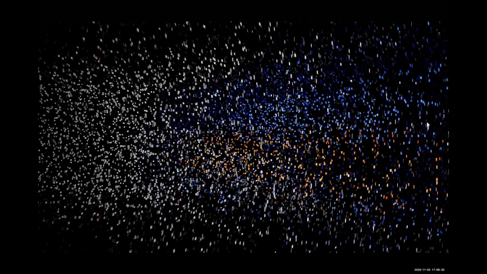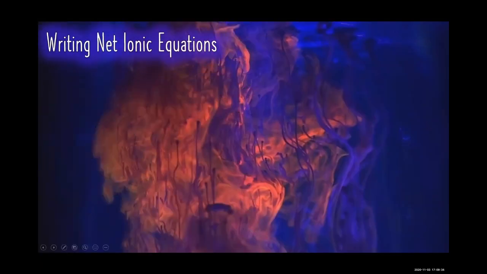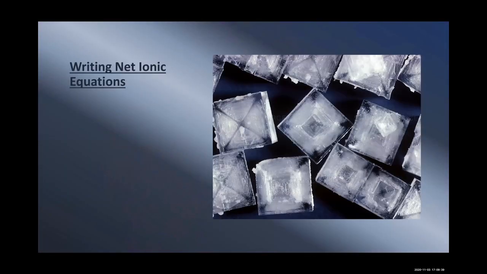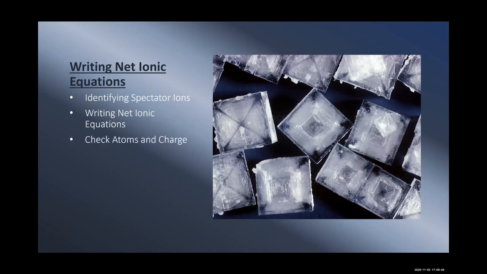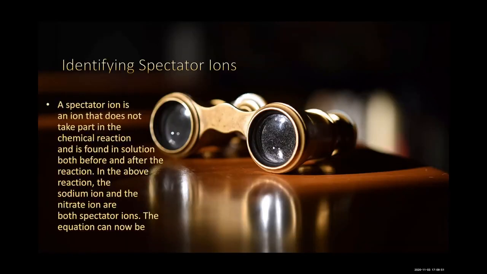And now we talk briefly about writing net ionic equations. So the idea here is to write your net ionic equation. And in order to do so, you have to identify spectator ions and you have to check your atoms and your charges. So how do you identify your spectator ions? Well, your spectator ion is the ion that doesn't take part in the chemical reaction and is found in solution both before and after the reaction. I'm going to show you some in a minute as part of your homework.